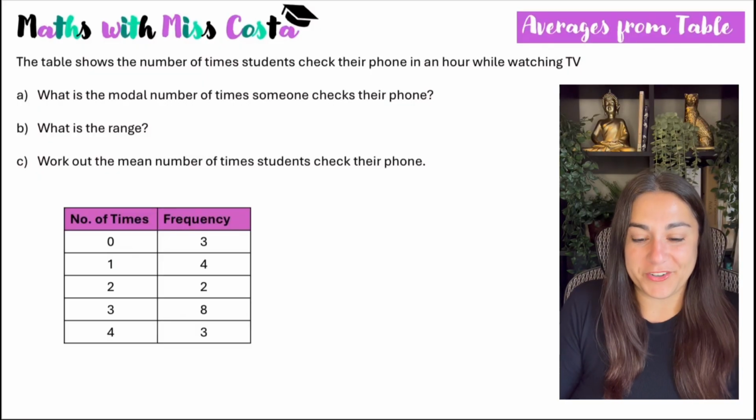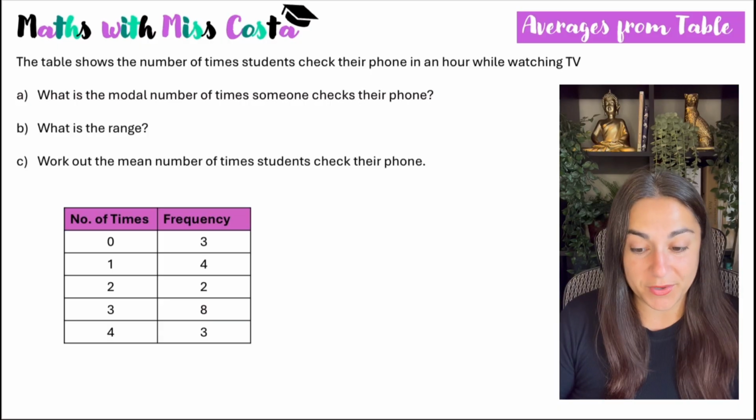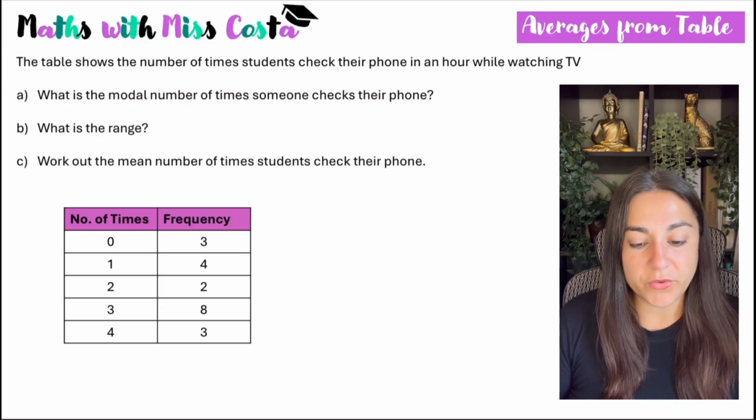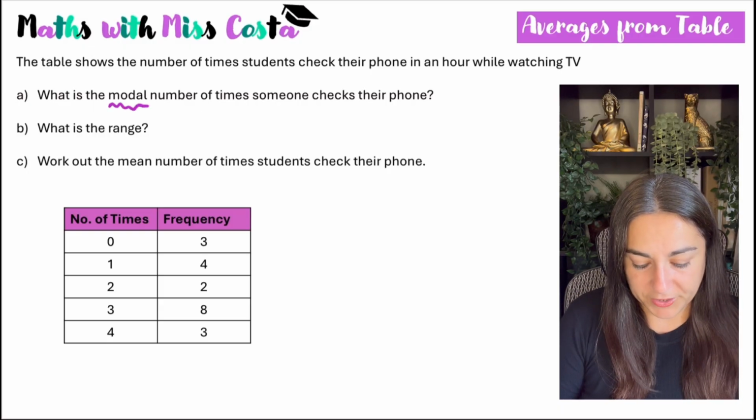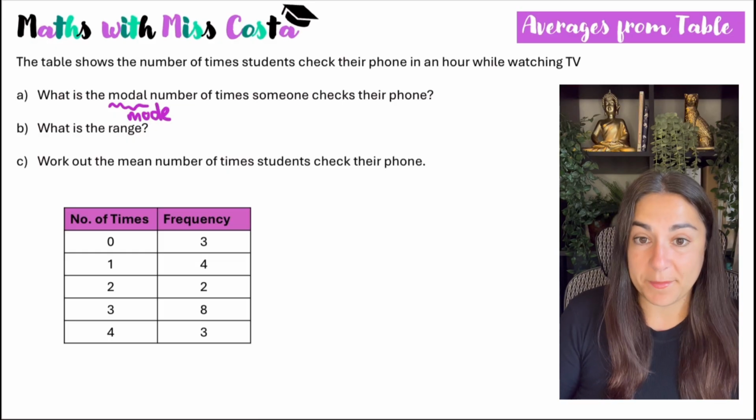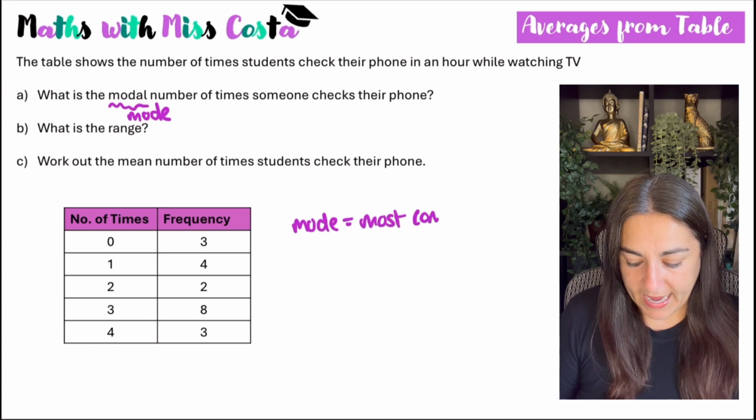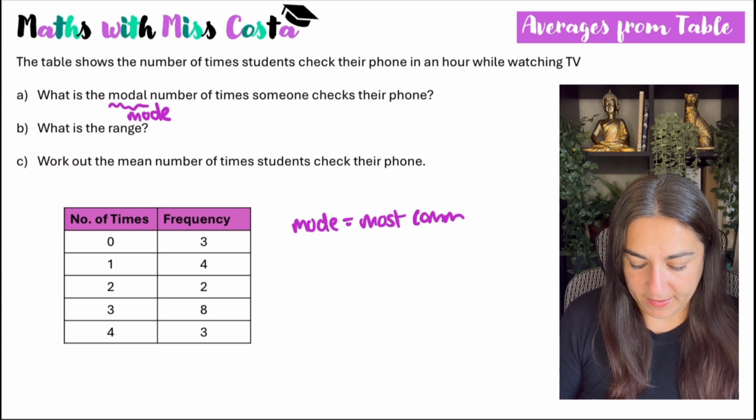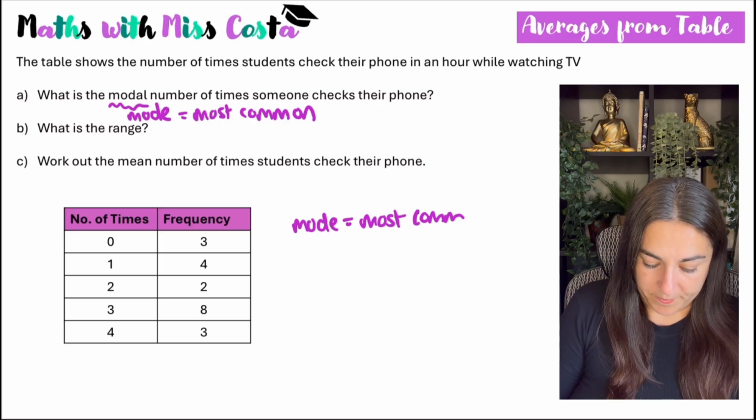Okay, next we've got averages from a table. In this question, the table shows the number of times students check their phone in an hour while watching TV. And I'm asked, what is the modal number of times someone checks their phone? So modal is just the plural of mode, and that means the mode is the most common. So mode is the most common. And actually, let's write that here. So mode is the most common. So the modal number of times is going to be the most amount of times.